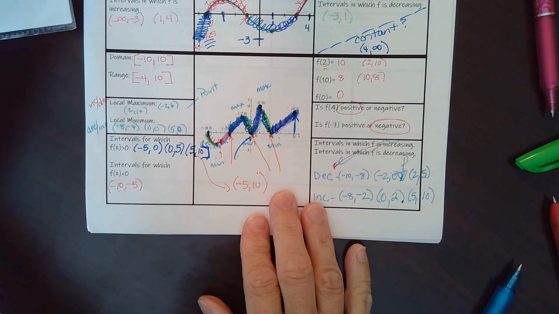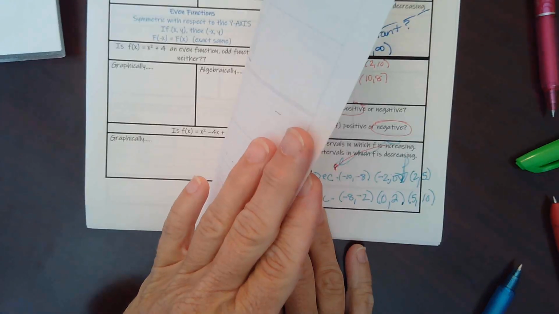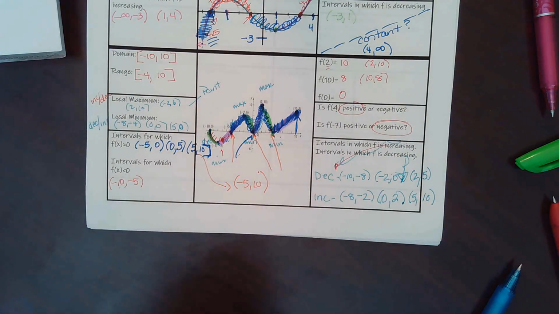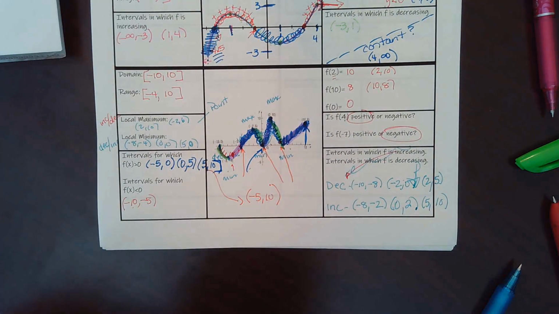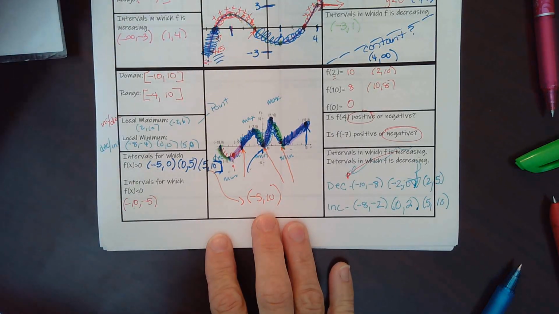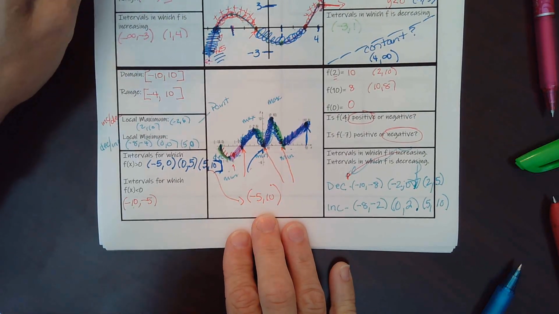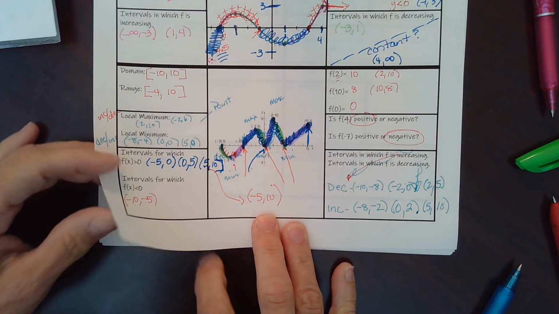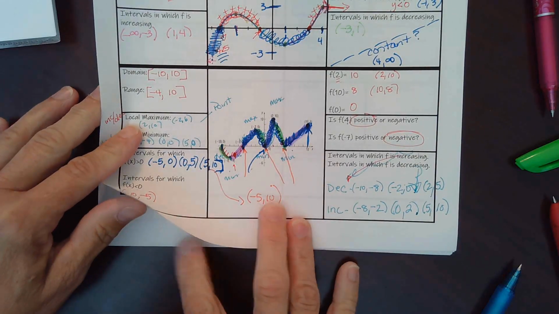So increasing, decreasing, maximum, minimum, those are some characteristics that we find when we're analyzing a graph. Okay, I'm going to conclude this video as part 2, and we'll have a part 3 to this lesson that will wrap up the lesson and its videos.